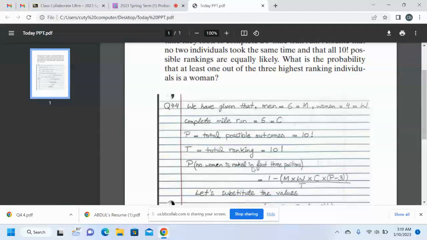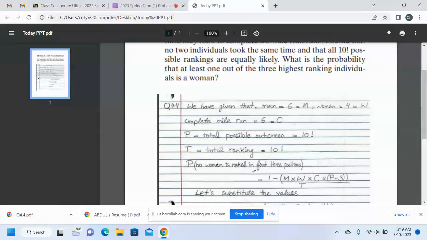Let's substitute the values. 1 minus 6 for men, and 4 for women, and 5 for complete mile trail run, 10 minus 3 for the outcomes, factorial, over 10 factorial. When we solve this, we get the solution 0.8333. Okay, I have a question.